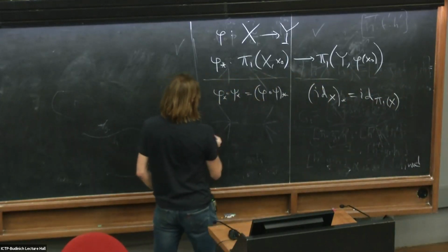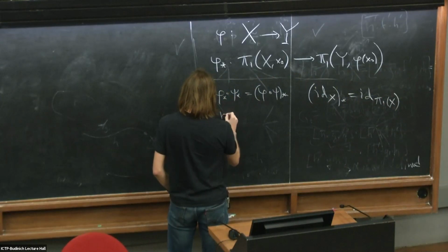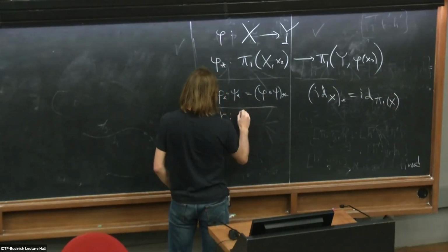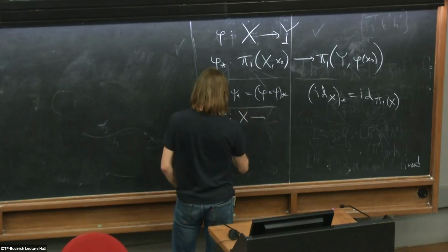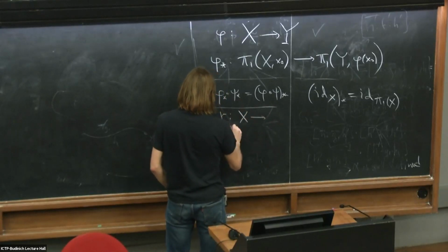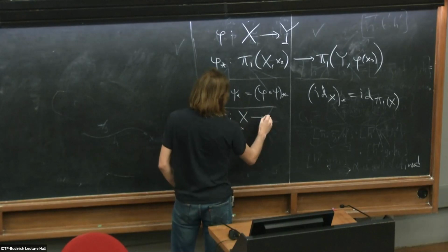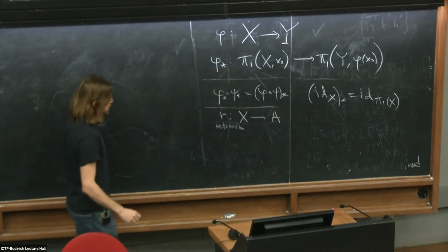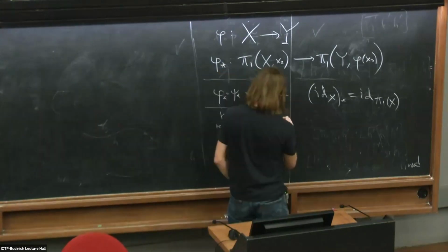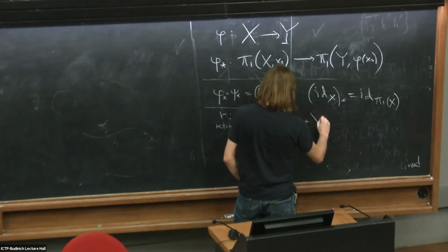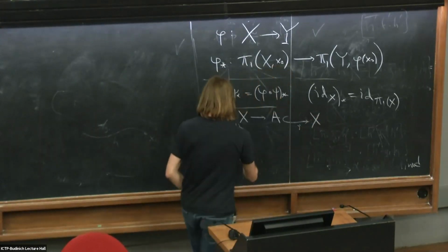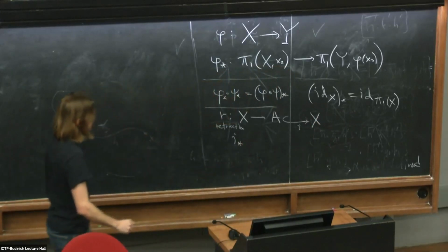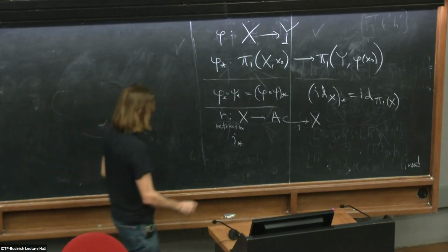For example, if you have a retraction R from X onto a subspace A, then the push forward of the corresponding inclusion map is injective.